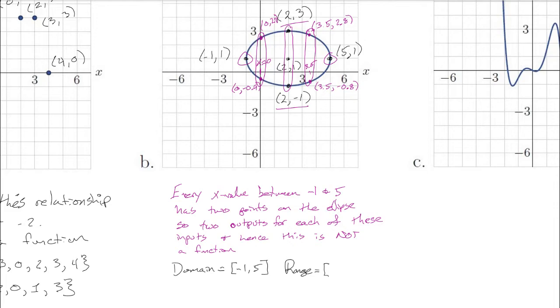This is a good relationship. It's an oval, and we can talk about how x and y relate to each other on this picture, on this graph. It's just not considered a function. The range is all the possible y values we can get on this graph.